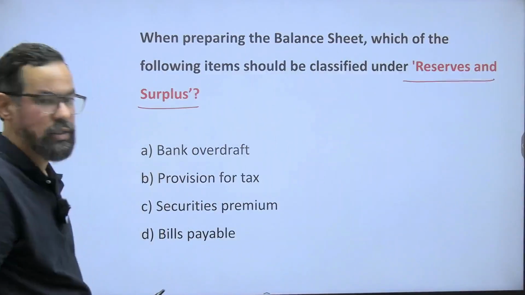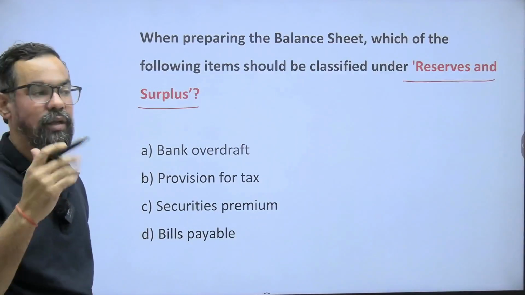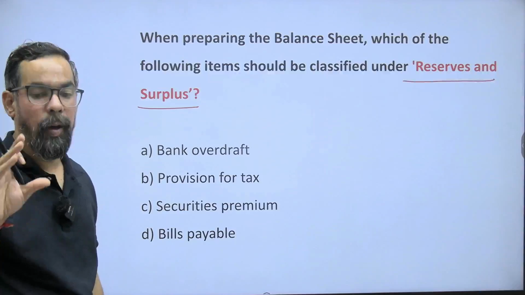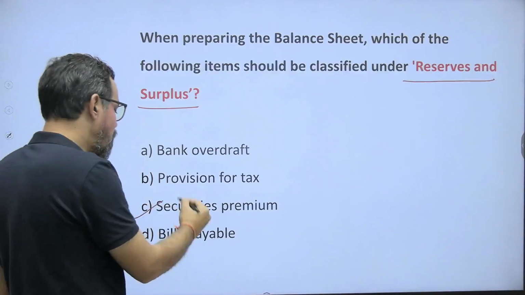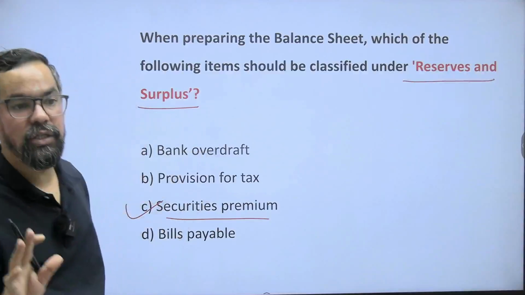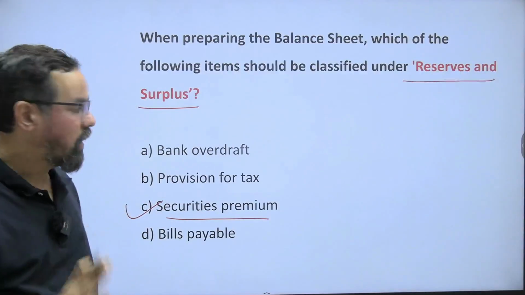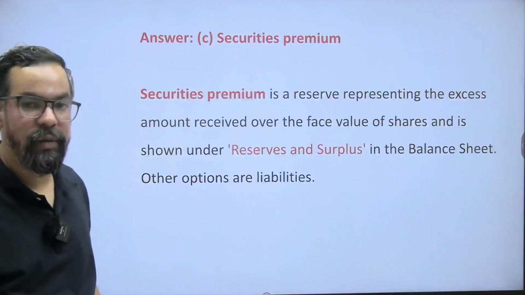This we will discuss when we come to the balance sheet, when we come to the final accounts of a banking company. This question belongs to that one. Okay? So these headings of the balance sheet are generally part of that one. Securities premium will be the right answer.